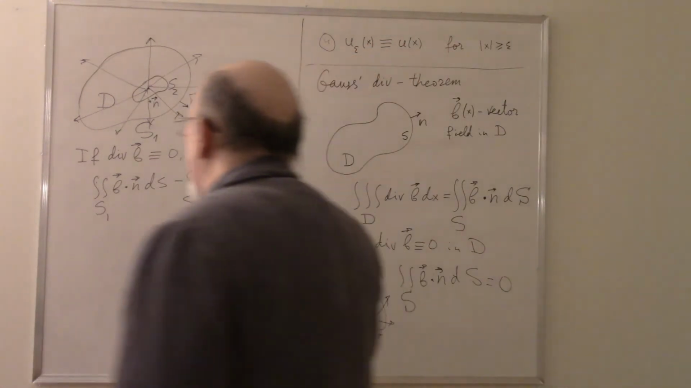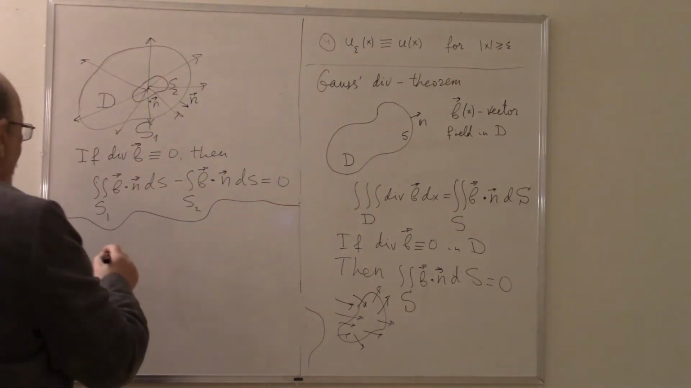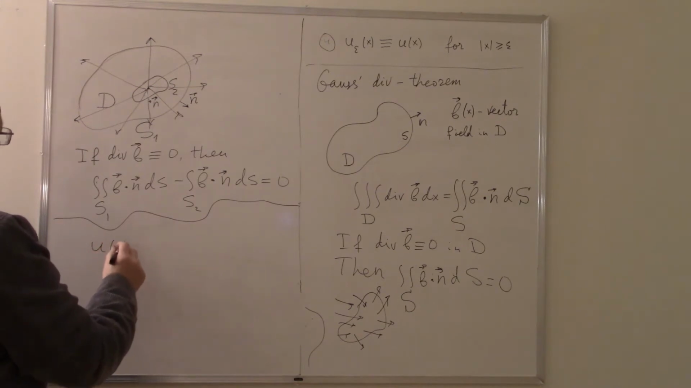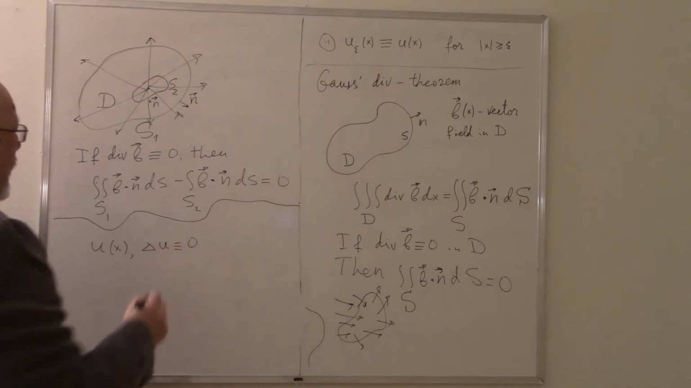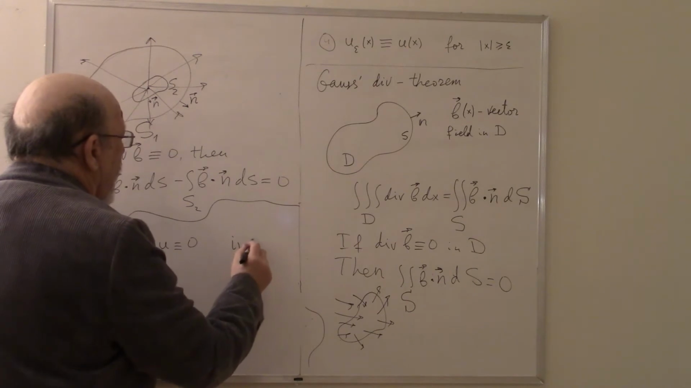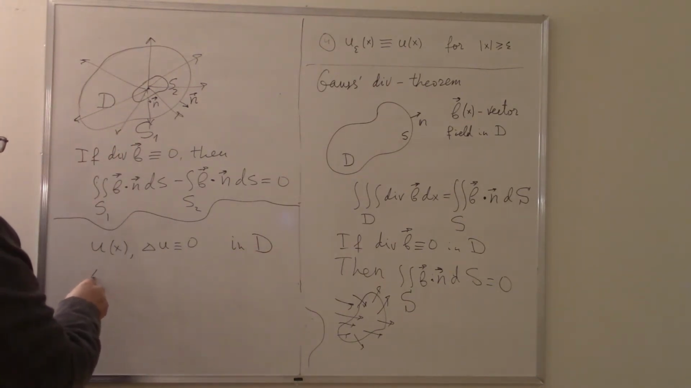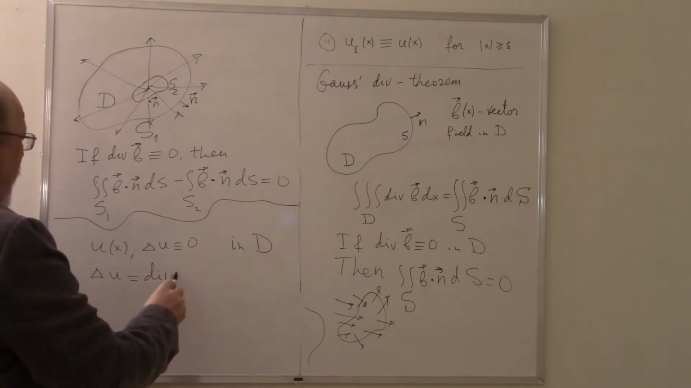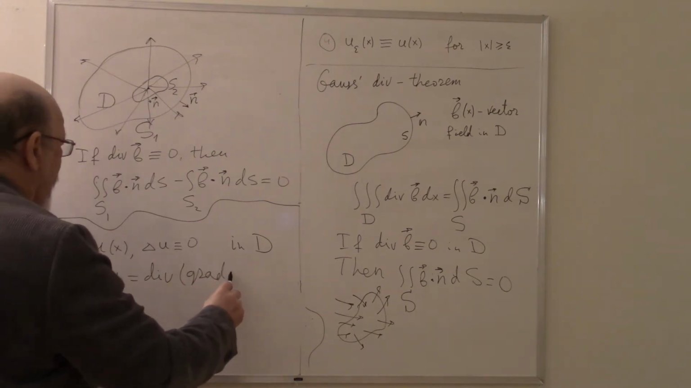And now let us consider in particular the following. Consider the function u of x such that Laplacian u equals 0 in the domain D. Yes? Then we know that Laplacian u equals divergence of gradient of u.